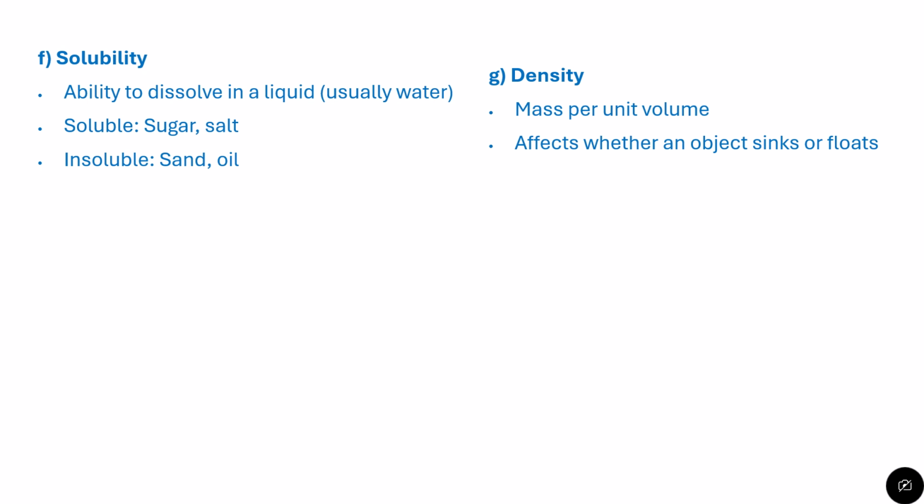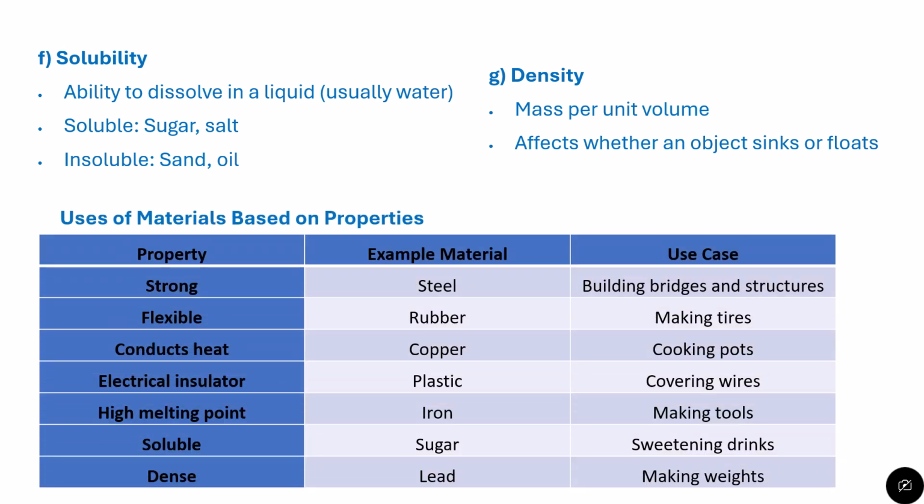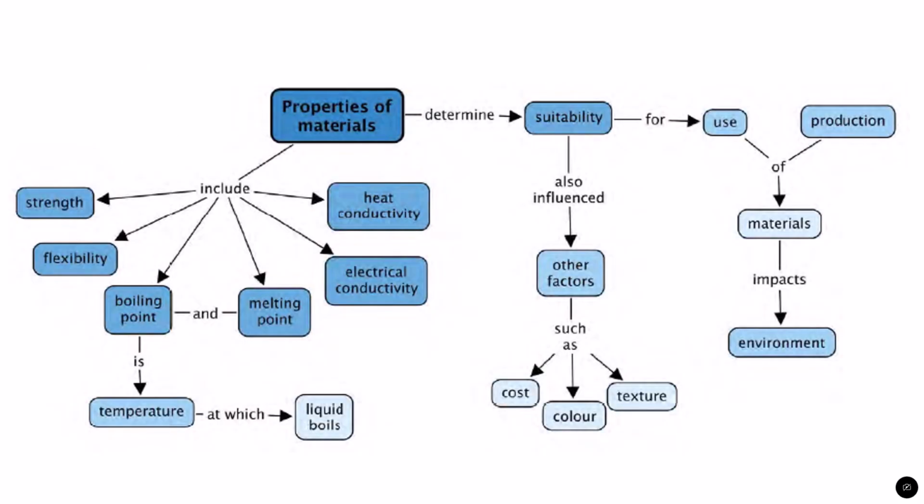Now, other properties of matter are solubility and density. Solubility means that it can dissolve in a substance, and density is mass over volume. Now, for materials that are used, you can look at the properties, the examples and the cases where you can use them. You can pause the video and write it down to learn for exams. And here is a chart for you to go through. It's a mind map that helps you to understand it. And once you do that, you'll be good for exams.